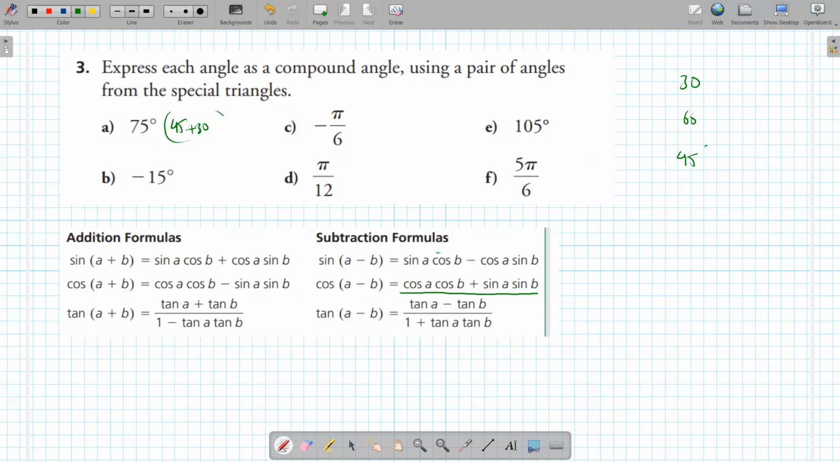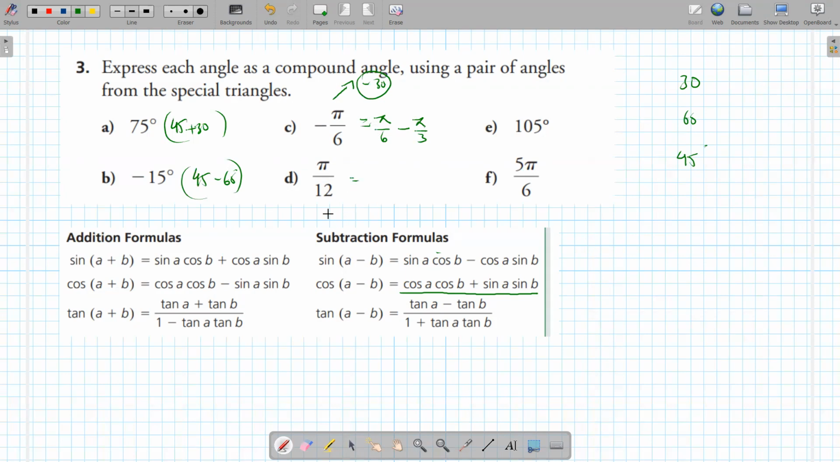45 plus 30. What about negative 15? 45 minus 60. Yeah. 30 minus 45 would also work. Minus pi over 6, that's minus 30. You can look at it in terms of minus 30. How can we get minus 30? 30 minus 60. So remember, 30 is pi over 6, and 60 is pi over 3. So that will give you the answer to C.